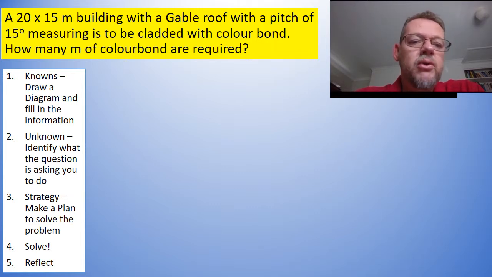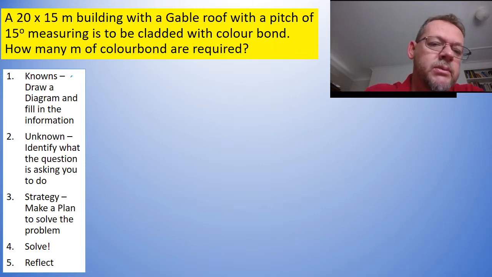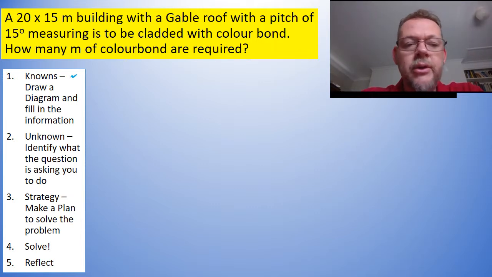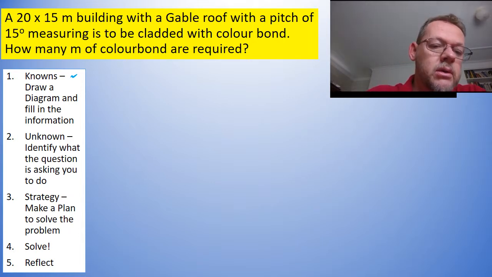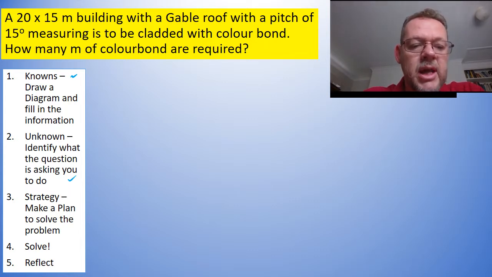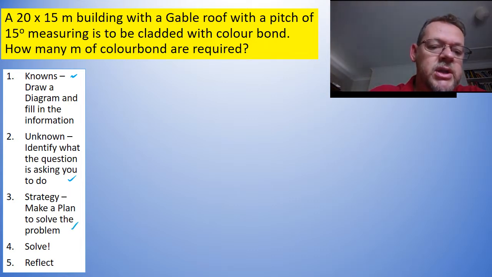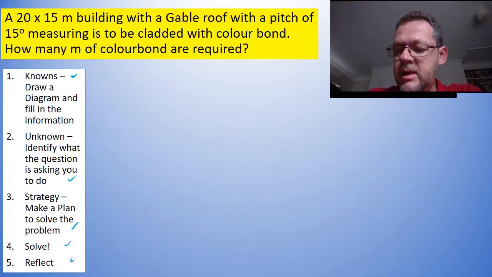So let's have a look at a gable roof problem. So we've got a 20 by 15 metre building with a gable roof. It's got a pitch of 15 degrees and it's going to be cladded with colour bond. How many metres of colour bond are required? So what we're going to do is just go through the problem solving steps. So remember, we want to be able to look at the knowns, to draw the diagram and fill in the information. Then we're going to work out the unknown. What is the question actually asking for? We're going to make a strategy, solve it, and then reflect. Does this actually make sense?